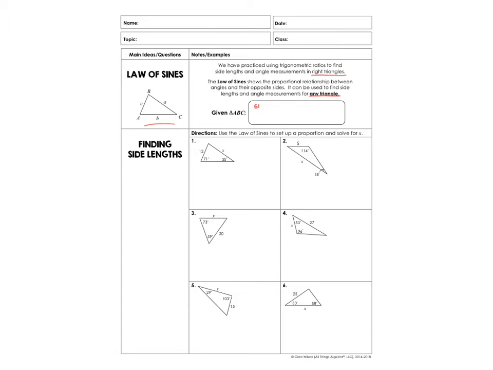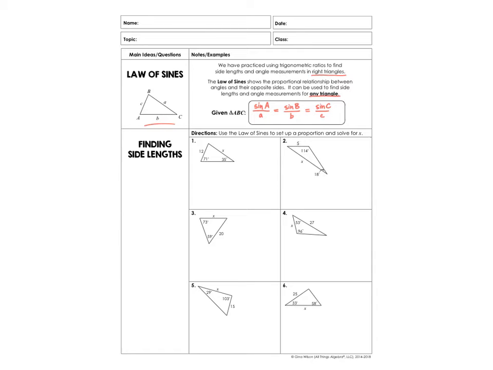the sine of big A, and remember we put an angle with our sine, and the little a is going to be our side measure, equals the sine of B, which is an angle measure, over little b, which is a side length, equals the sine of C, of course, angle measure, and little c, side length. So what that means is it sets up a proportion for us in order for us to be able to solve correctly.